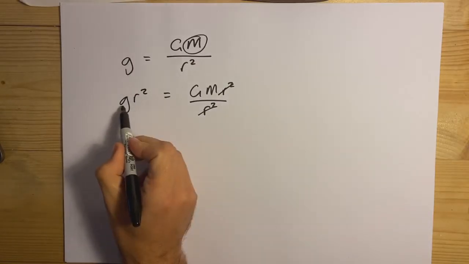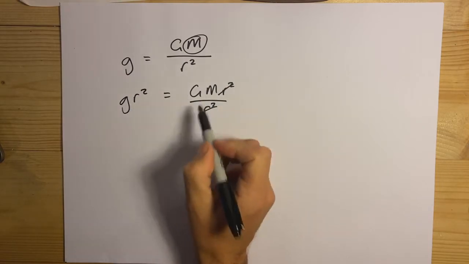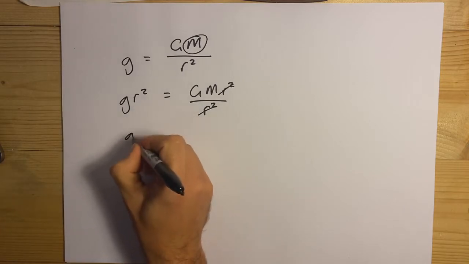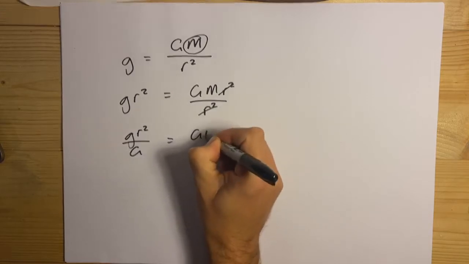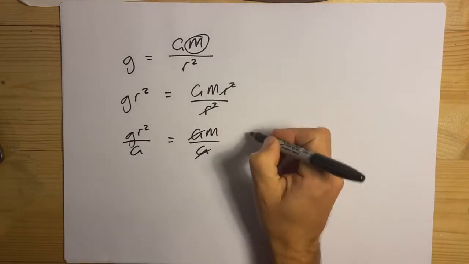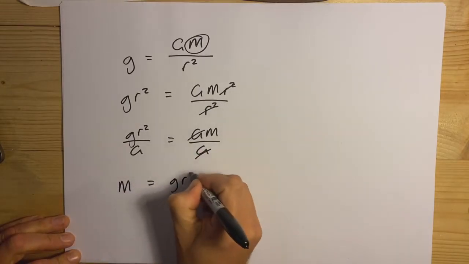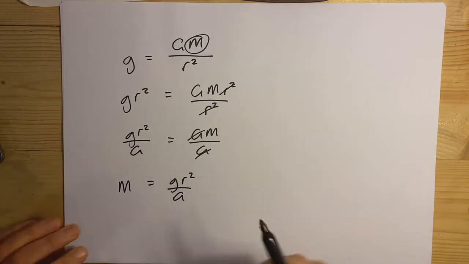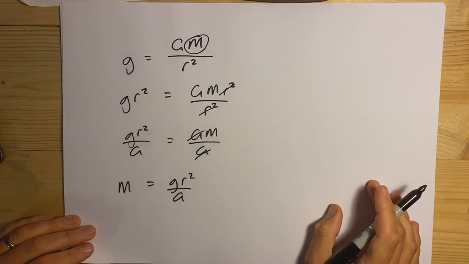Okay, now we're left with little g r squared equals big G m. Now we just need to get rid of this big G, and we do that by dividing both sides by big G. So now I have g r squared over big G equals big G m over big G. These cancel out, and so we're left with m equals g r squared over big G. Okay, fair enough.